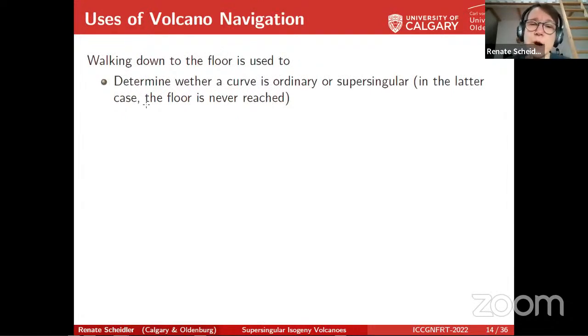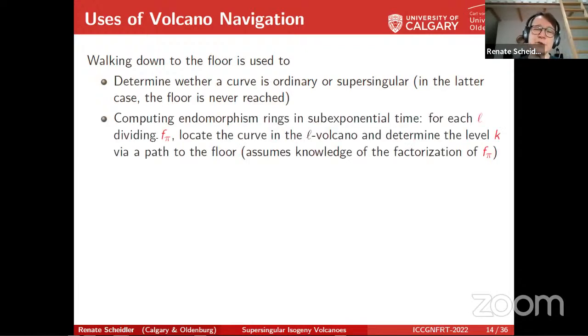Okay, so walking in this graph has many, many applications again. For example, if you want to walk down the floor, what can you do? You can, for example, determine if a curve is supersingular or ordinary. It's not the best way to do this, but you just walk the full height, and if you still haven't gotten to the bottom, you know that the curve is supersingular. You can compute endomorphism rings by locating exactly, for every prime in the conductor, the level in this volcano, and that tells you exactly how many copies of L divide the conductor, and you do this for every prime that divides the Frobenius conductor, and that's how you get the endomorphism ring.